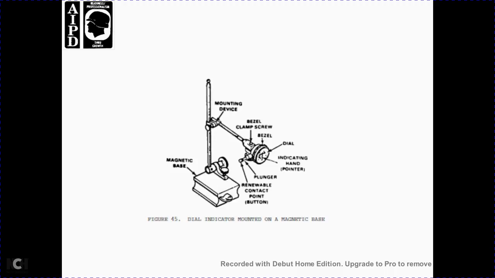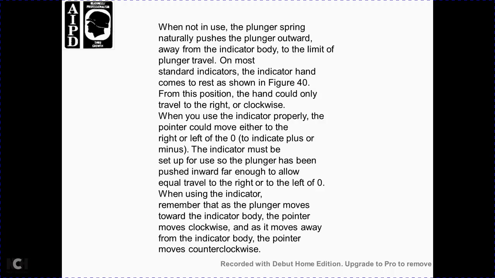Figure 45 shows the dial indicator mounted with the magnetic base, the mounting device for the clamp, the bezel screw, the bezel, the dial, the indicating hand or pointer, the plunger, and the replaceable contact point button. The plunger spring naturally pushes the plunger outward, away from the indicator body, to the limit of the plunger travel.